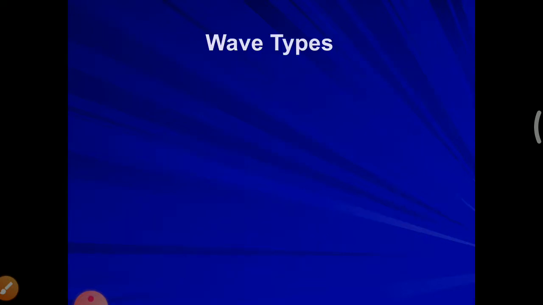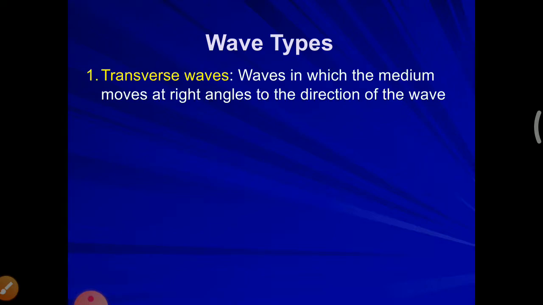And the next topic is wave types. There are two types of waves. One is transverse wave and another one is longitudinal wave. What is meant by transverse wave? Waves in which the medium moves at right angles to the direction of the wave.